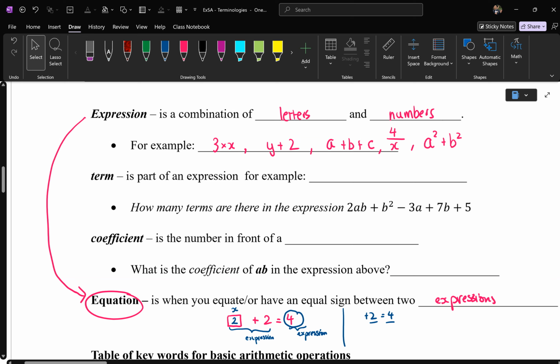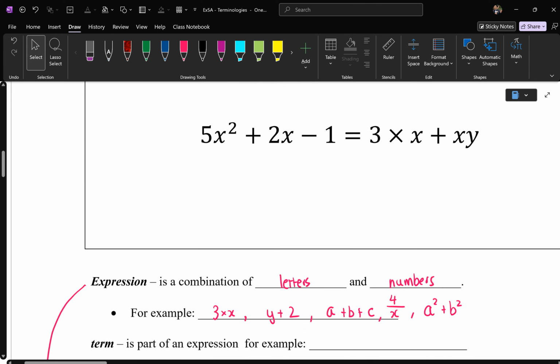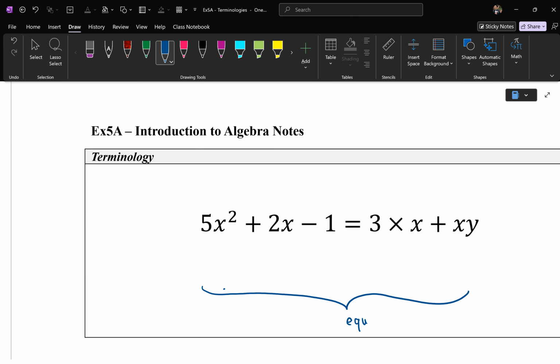An equation will have an equal sign, whereas an expression is just literally a collection or combination of letters and numbers, and you're just writing a scenario of what it could represent. So up here, what we can see is this is technically an equation overall. That's an equation because it has an equal sign, as you can see there.